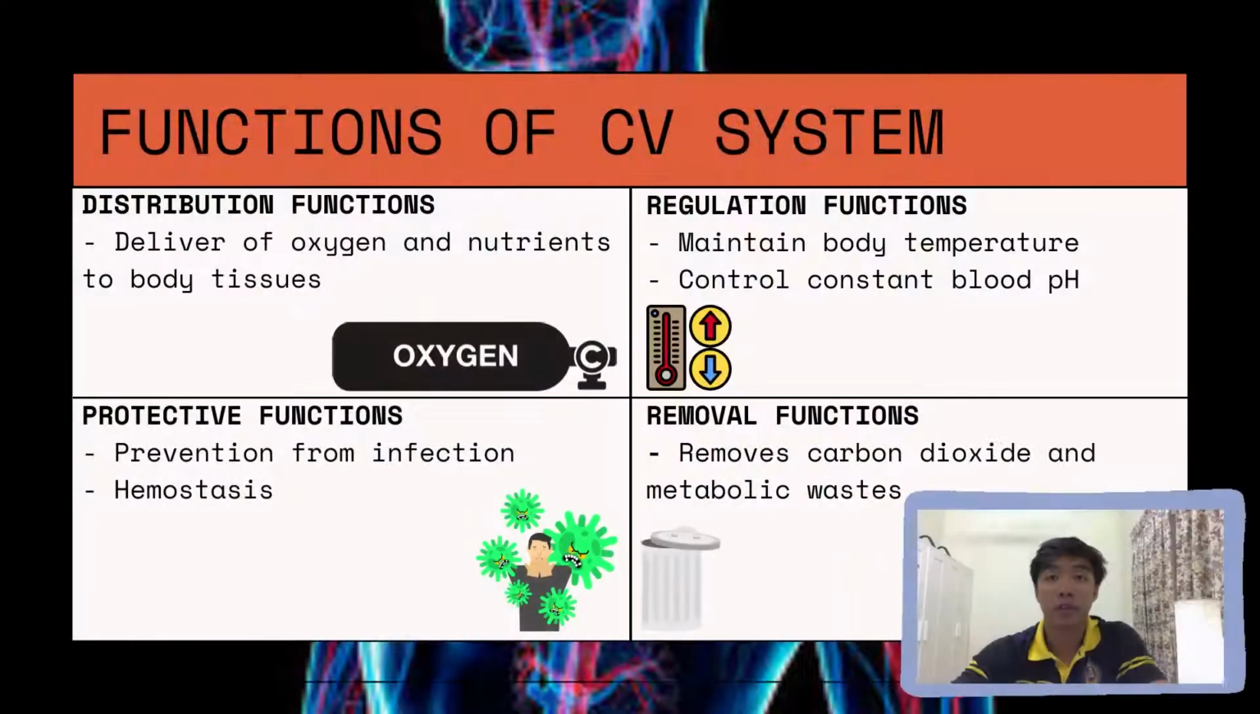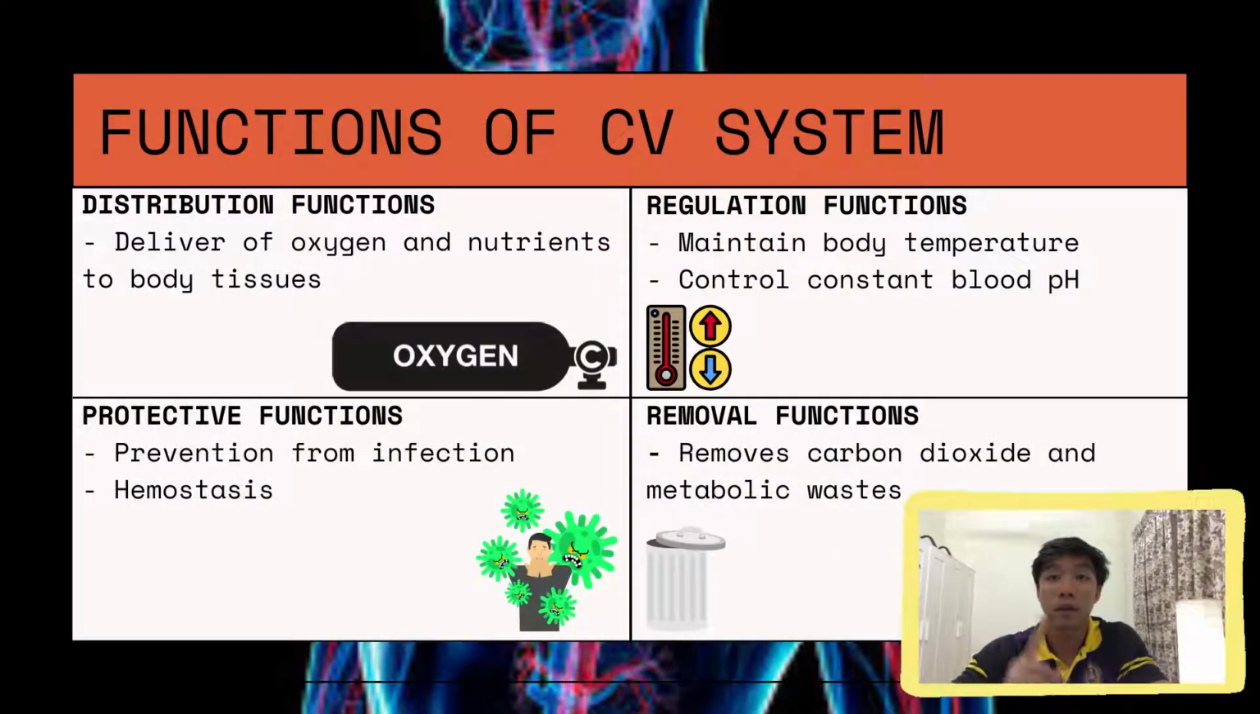There are several functions of the cardiovascular system. Firstly, we have the distribution functions. It is to deliver oxygen and nutrients to the body tissues. Secondly, we have the regulation functions. It is to maintain body temperature and control constant blood pH. Thirdly, we have the protective function. It is to prevent infection and hemostasis. And last but not least, we have the removal functions. It is to remove carbon dioxide and also metabolic waste.